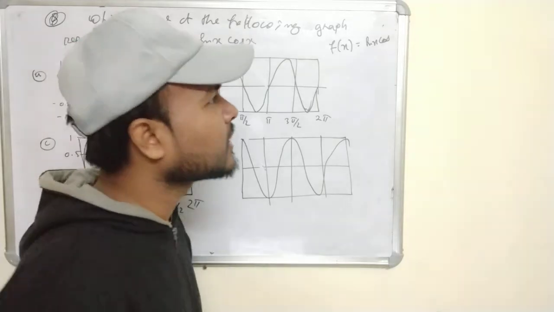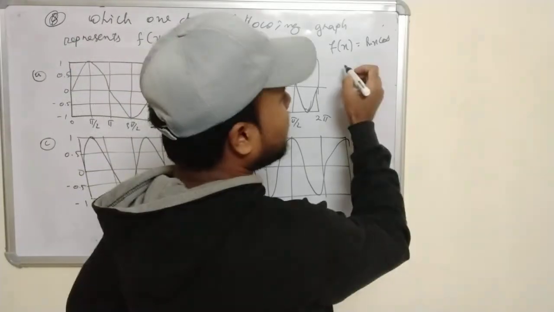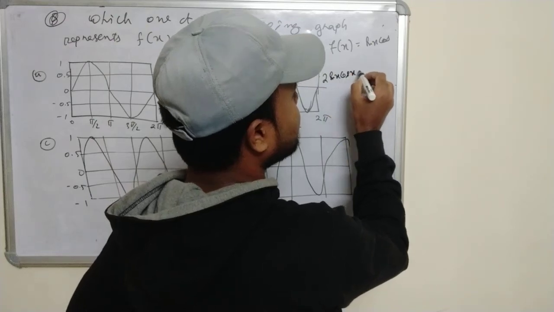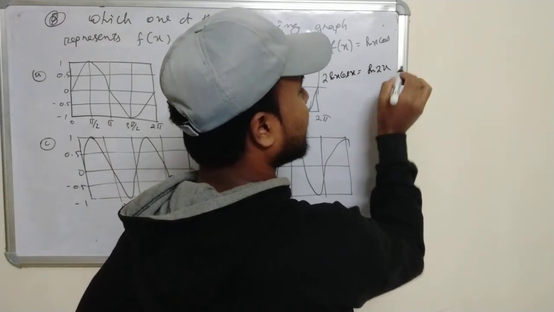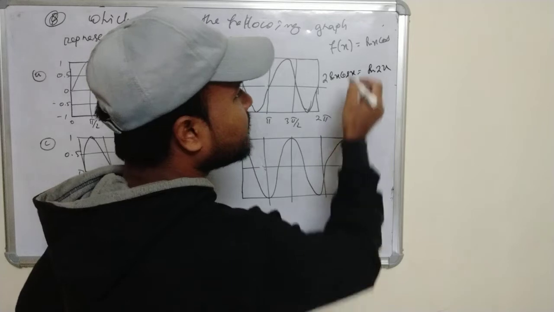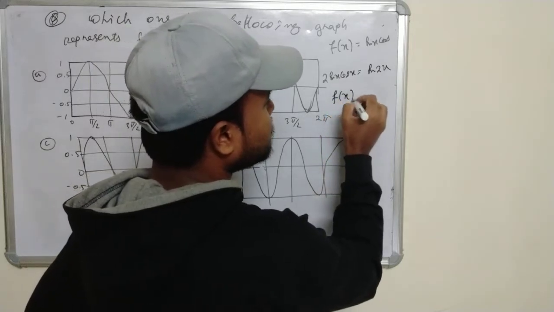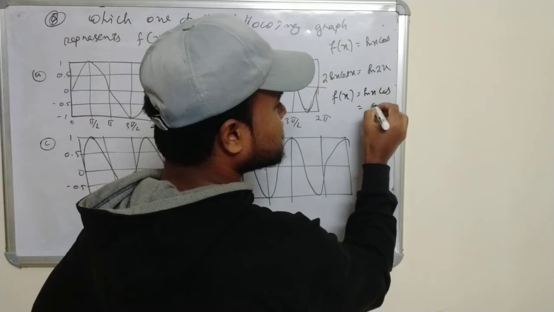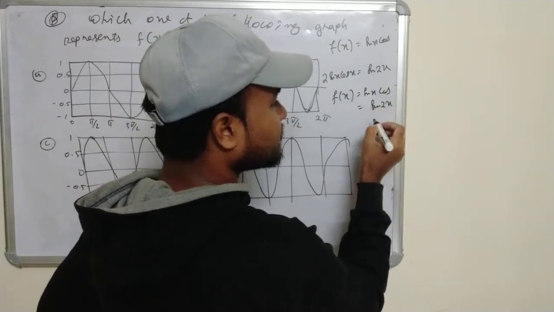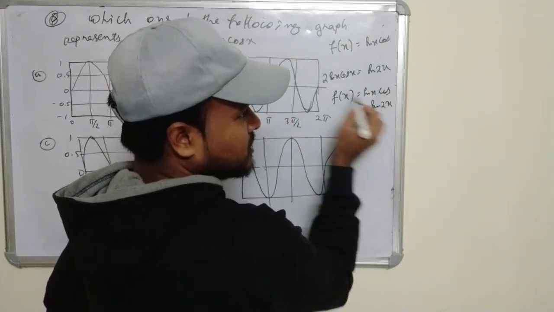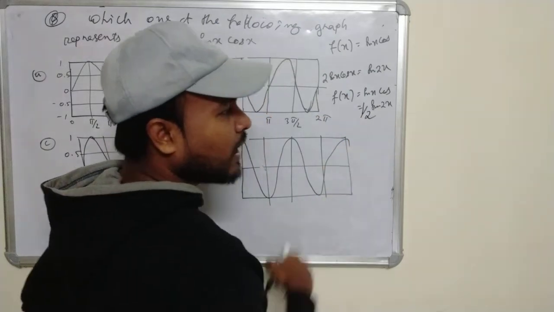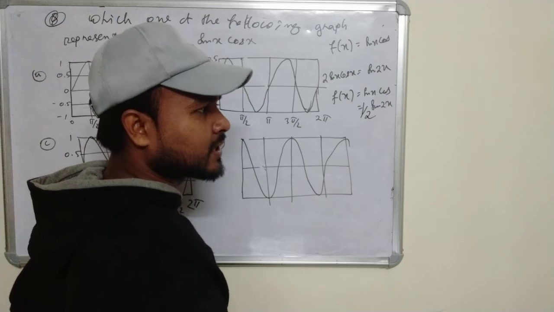So how can we do it? So we know a formula that 2 sin x cos x is equal to sin 2x. I can write here, if I say f(x) is equal to sin x cos x, and if I write sin 2x here, that means I am writing 2 sin x cos x. So 2 I am writing extra, so I have to divide by 2. So half of sin 2x.